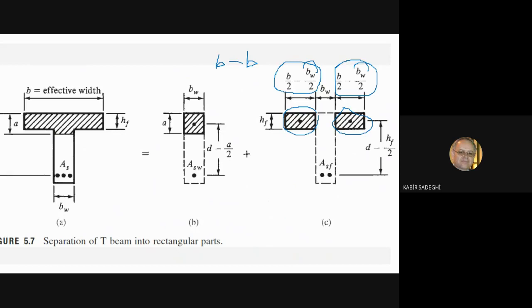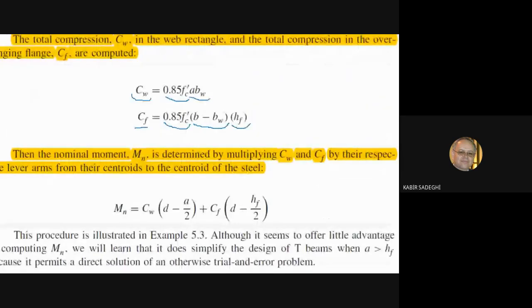For it means that the total area for these two parts is B minus BW, summation of these two parts, times the height, which height? HF. Then what is this area under compression? Therefore, these are two compression forces in two figures that we saw.